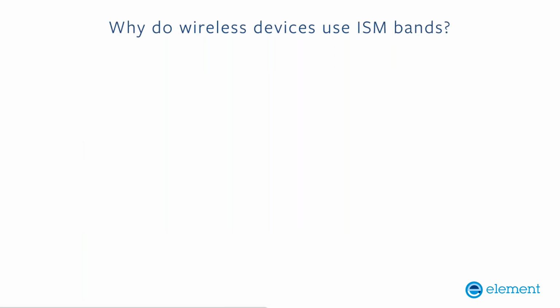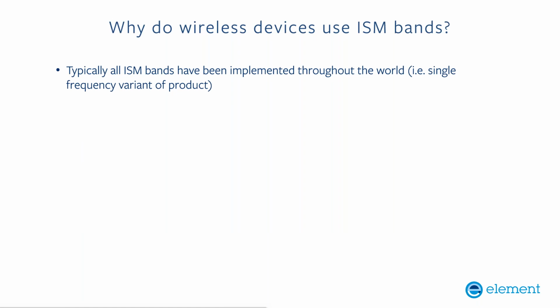So why do wireless communication devices use ISM bands? Well, the short answer is that ISM bands are truly harmonized throughout the world. Because they're defined in the ITU radio regulations, they are typically the same frequency bands throughout the world. And therefore, if you're designing a radio product, if you can design a single frequency variant, then the number of SKUs or variant products is reduced to one, and it just makes your life that much more simple.